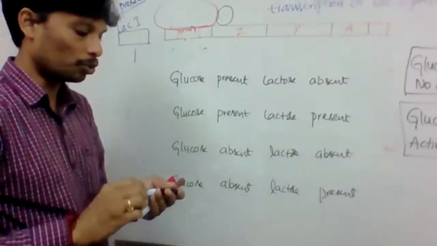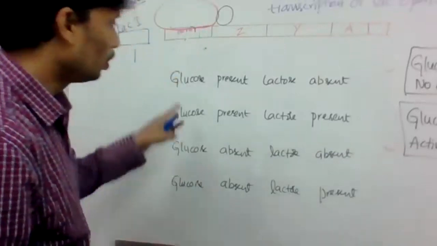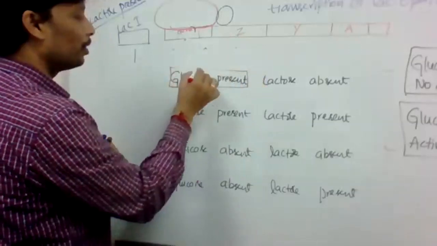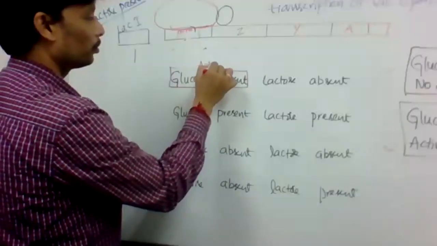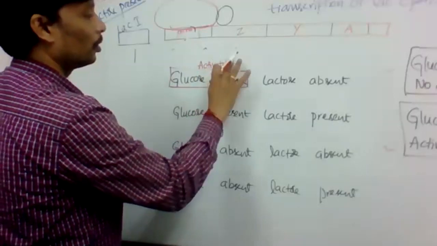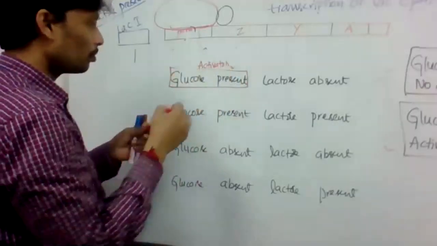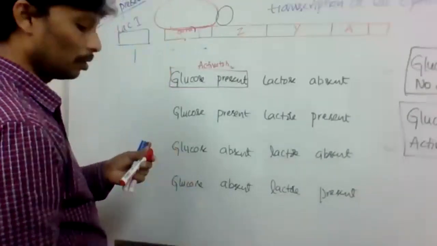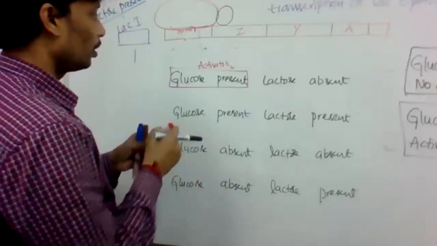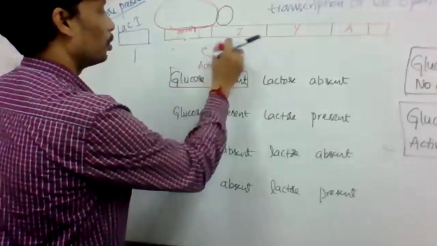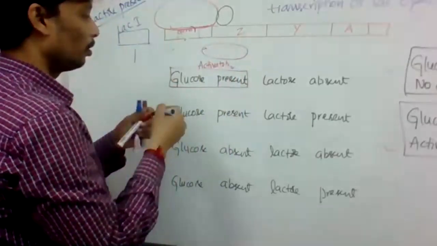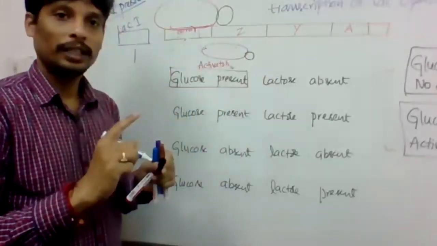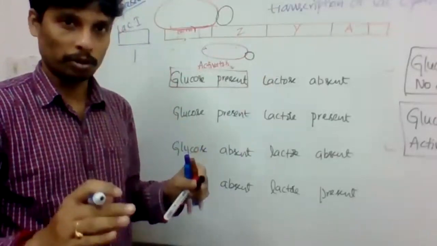What happens in each situation? So when glucose is present, there will be an activator molecule. That means it is having the RNA polymerase with activator. It is there, so that it will strongly bind to the promoter region.